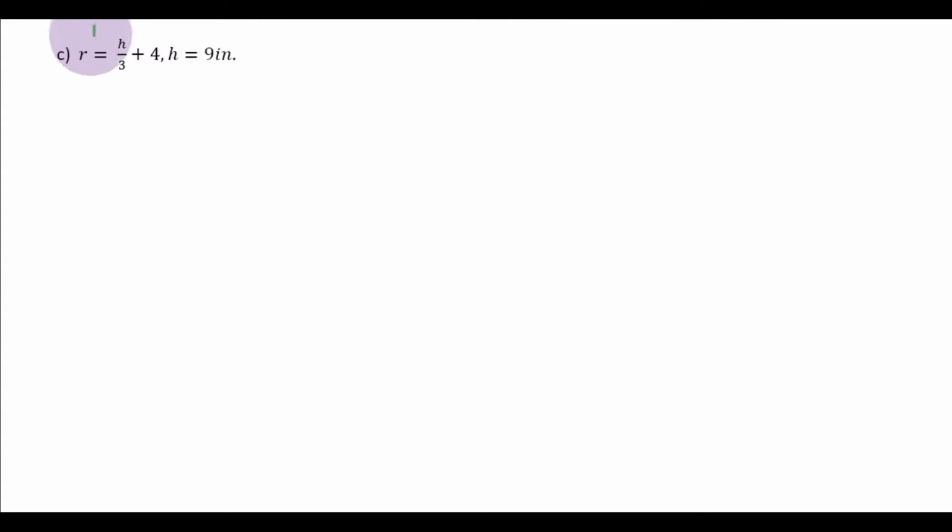All right, in this next problem, we're given that the radius is equivalent to h over 3 plus 4. Also, the height, h, is equal to 9. And we're dealing with inches in this case. So let's do a couple of things. The first thing I want to do is draw my shape. So I've got a cylinder here.